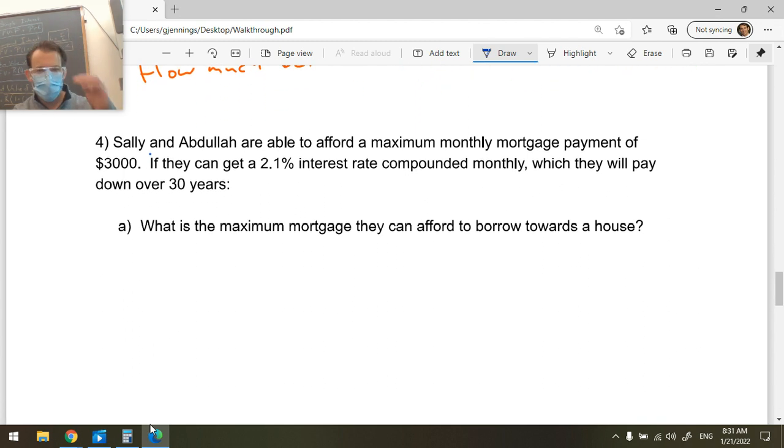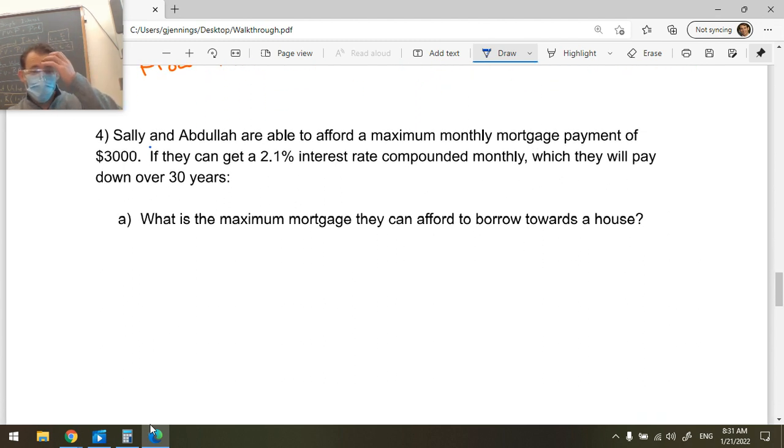Okay, last one. Here is something that I forgot to add to your sheet, so you want to add this to it. Sally and Abdullah are going to pay their mortgage down over the longest amount possible in Canada, 30 years. So add that little detail, otherwise you have a problem with two variables and you can't solve it. Make sure that on your sheet you add 30 years to your question number 4.